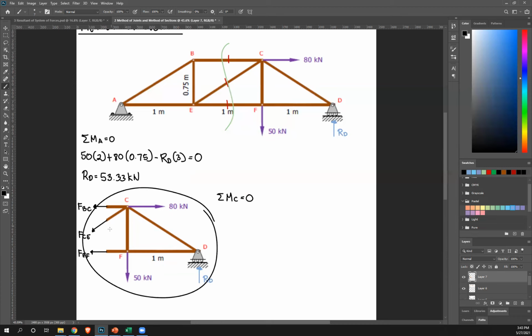We're only considering this drawing, okay? Once again, FBC and FCE pass through it, ignore them. 80 kilonewtons also passes through it, so ignore that, as well as 50. So now we're left with FEF. FEF rotated about C is clockwise, therefore positive FEF. Next, the perpendicular distance of FEF to C is 0.75.